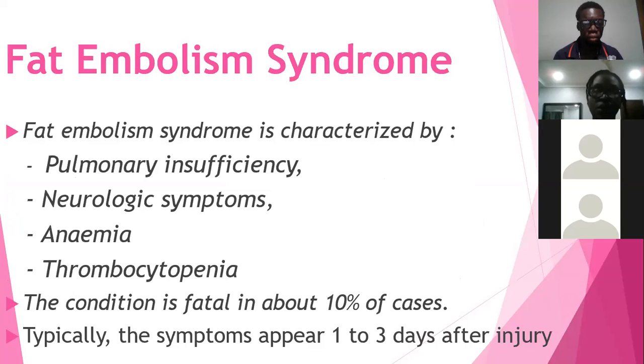Okay, so if it goes to the brain, it can also cause neurologic symptoms, and it can go to the lung and cause pulmonary insufficiency. So if you have a patient who has a fracture and suddenly has difficulty breathing or becomes confused and has neurologic symptoms, you should think of fat embolism.